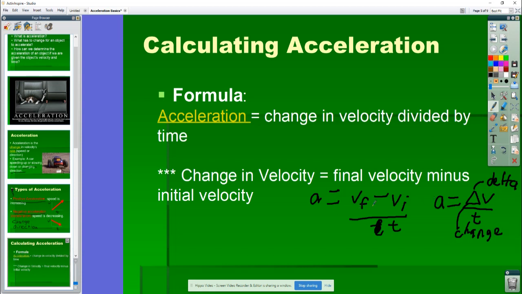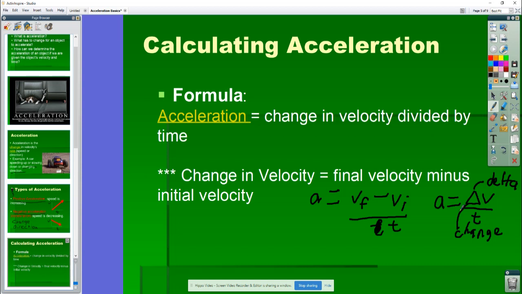So again, it means the same thing. It's two different ways to write it. Acceleration is a change in velocity divided by time. Change in velocity, so you have the final velocity minus the initial velocity over time. They both mean the same thing, just different ways of writing it. Personally, I like to write it this way because it looks way fancier and you try to impress your friends.